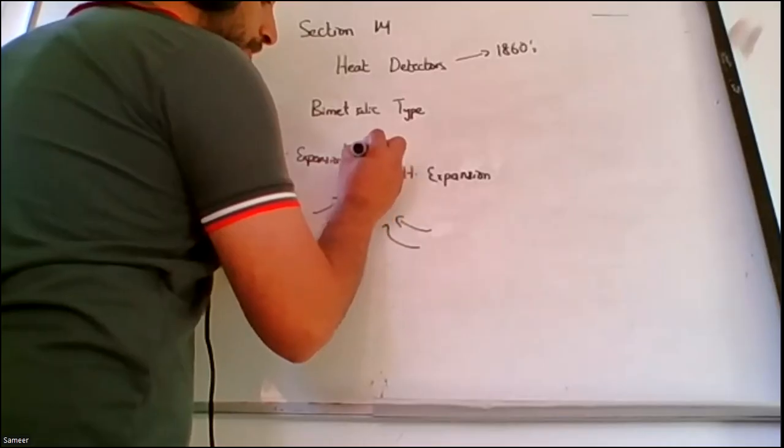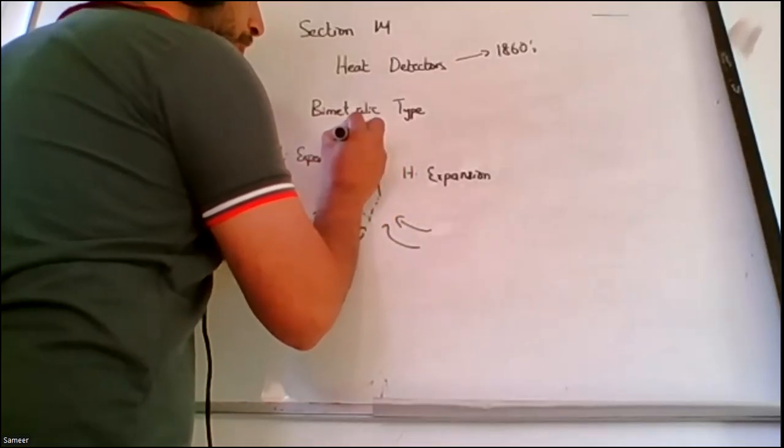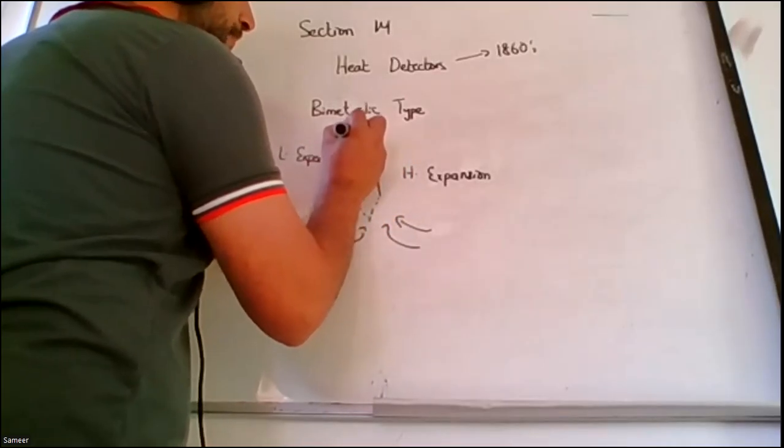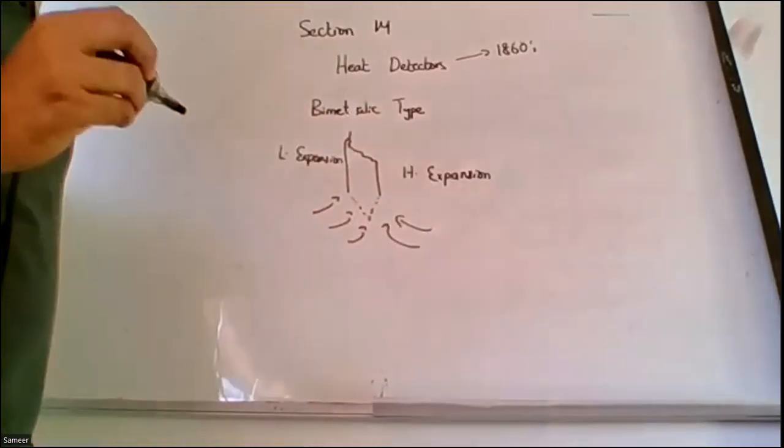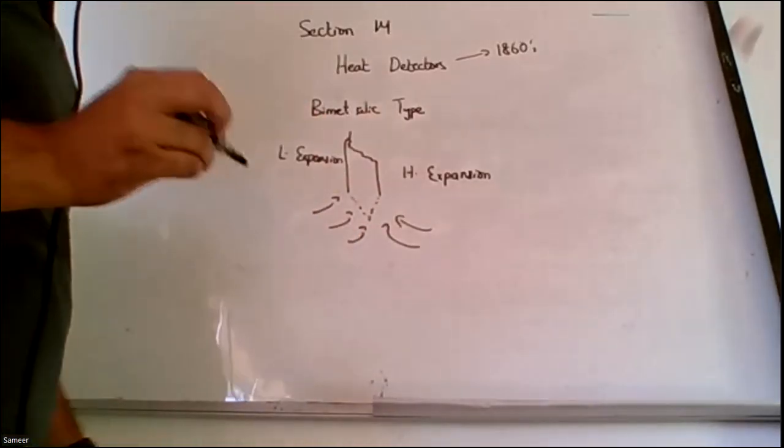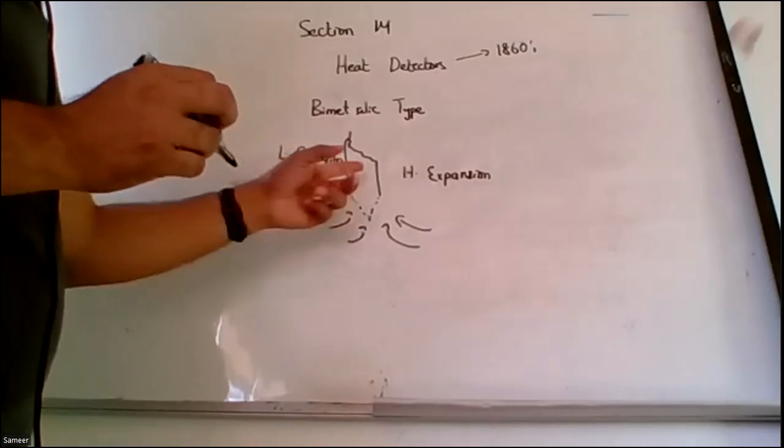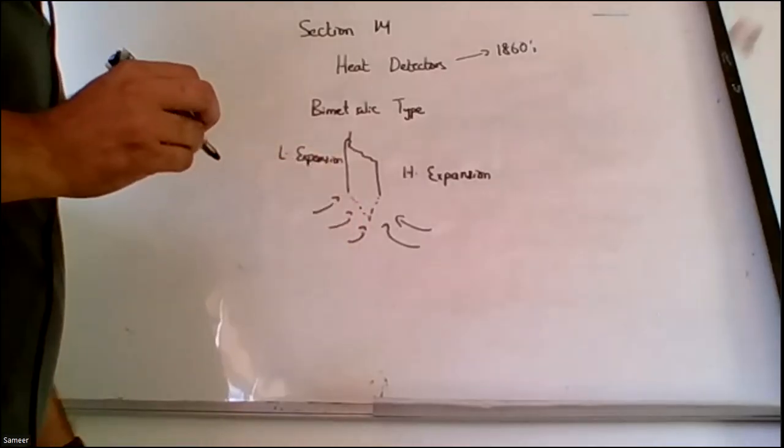The high expansion one will expand far more quickly. The low expansion one will have less expansion. Eventually, they will close at a point, creating an alarm, creating a normally closed point. So this is the bimetallic expansion.